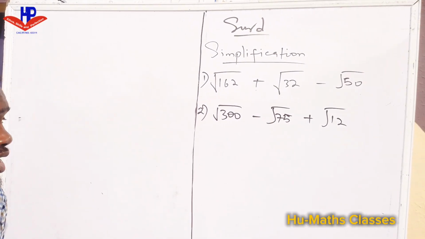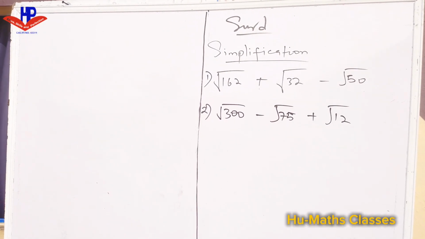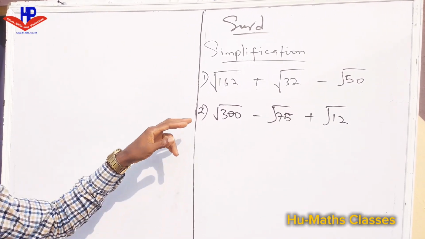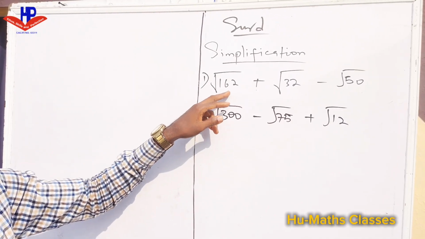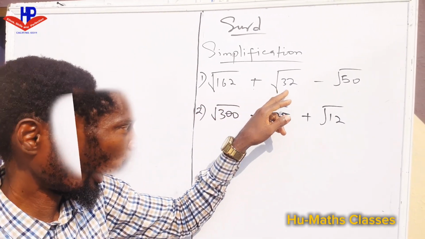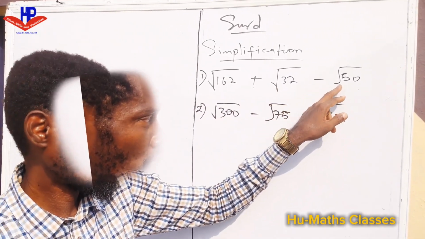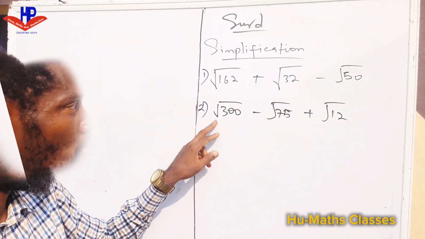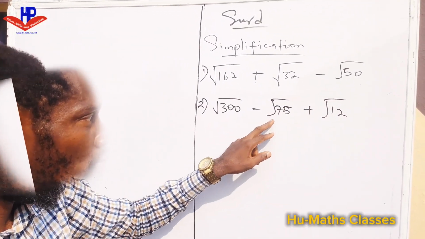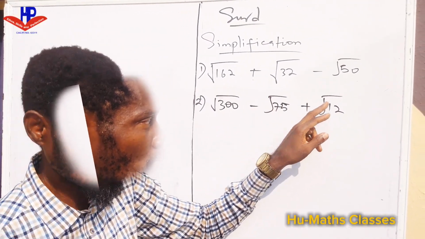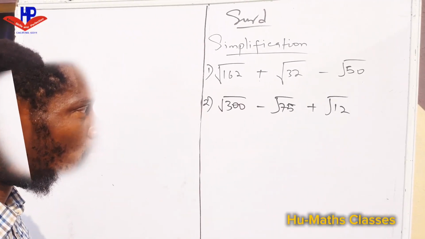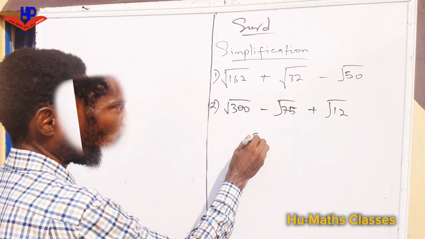Okay, let's look at simplification of surds. Here we have two problems on the board. Root 162 plus root 32 minus root 50. The second one, root 300 minus root 75 plus root 12. Let's start solving the first one. Solution.